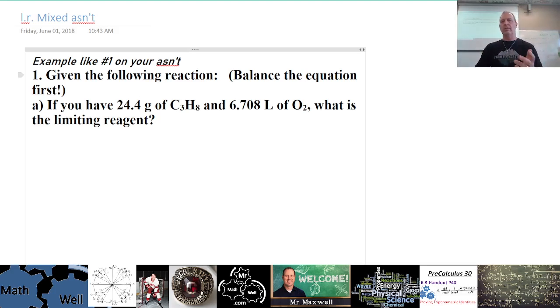And so when you're given a situation where you have amounts of both reactants, you have to determine which one is limiting first, and then use that amount of the limiting reactant as the basis to find out the amounts of all the other products that you get, for example.